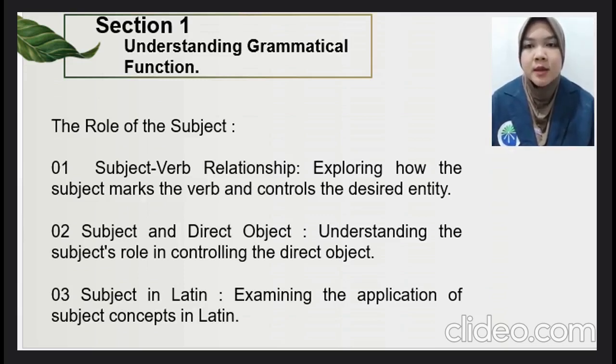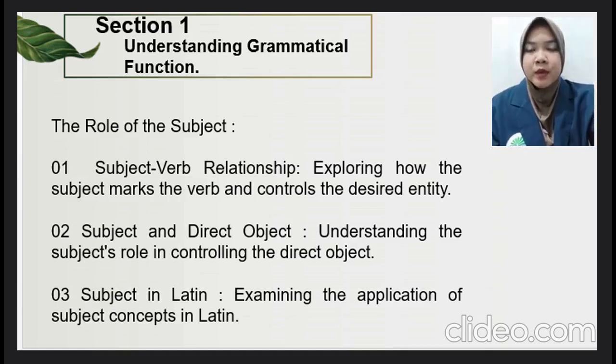Example, in the sentence, she sings, she is the subject and sings is the verb. The subject-verb relationship indicates that the action of singing is performed by she. And number two, subject and direct object, is understanding the subject's role in controlling the direct object.